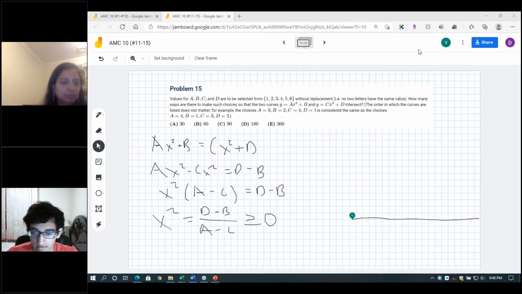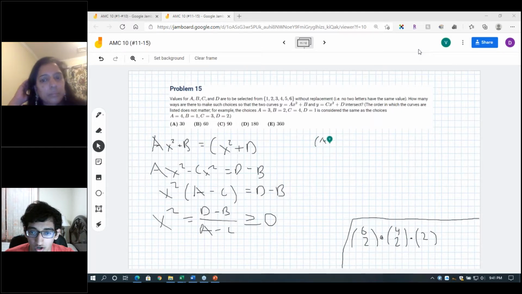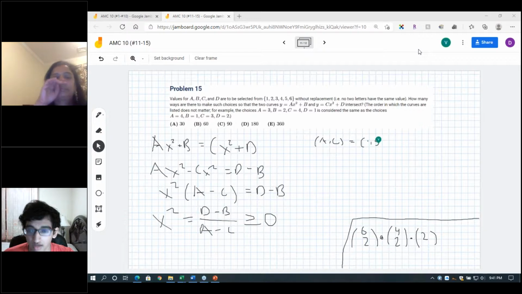Okay, first, let's start constructing the number of ways you can do this. So first, it's 6 choose 2, because we're choosing a and c, times 4 choose 2, which is d and b. And also now we have two more options because they both can be negative or they both can be positive. So for example, let's take that a and c in no specific order are, let's say, 1 and 3. We don't know which of a or c is 1 or 3. All we know is that 1 and 3 correspond to a and c without order. Now we know b, d is 6 and let's say, sorry, there is a fire truck outside my house.